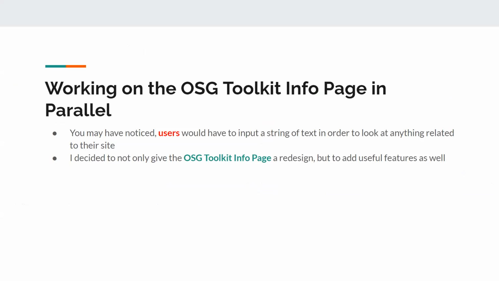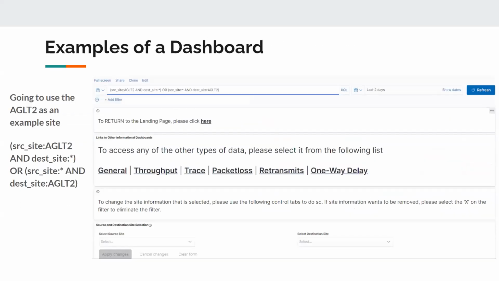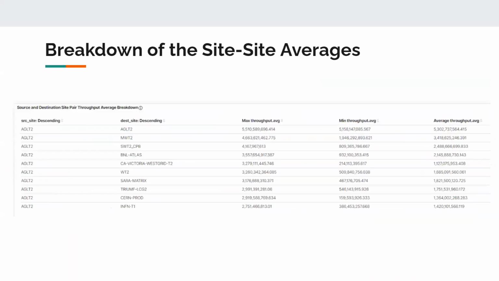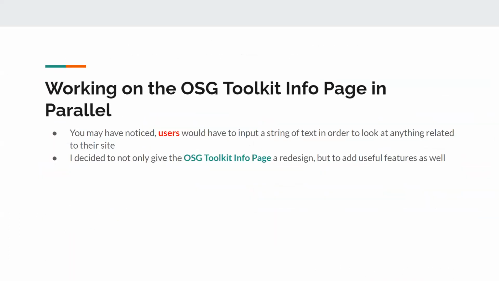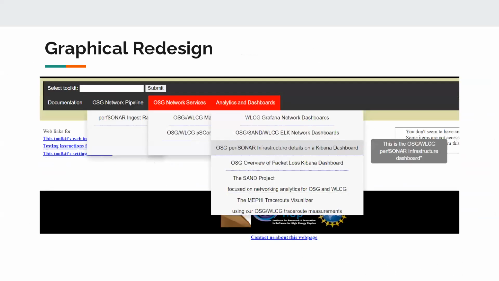But like I've mentioned, I worked on the OSG toolkit info page in parallel. This is where that filter a couple slides back, this filter here on the left, comes in handy. And so not only did I give the OSG filter a redesign, I wanted to add some useful features as well. And so I don't want users to have to type in that long string of a filter every time they are interested in the data that they're looking at. And so this is what the old OSG toolkit info page looked like.